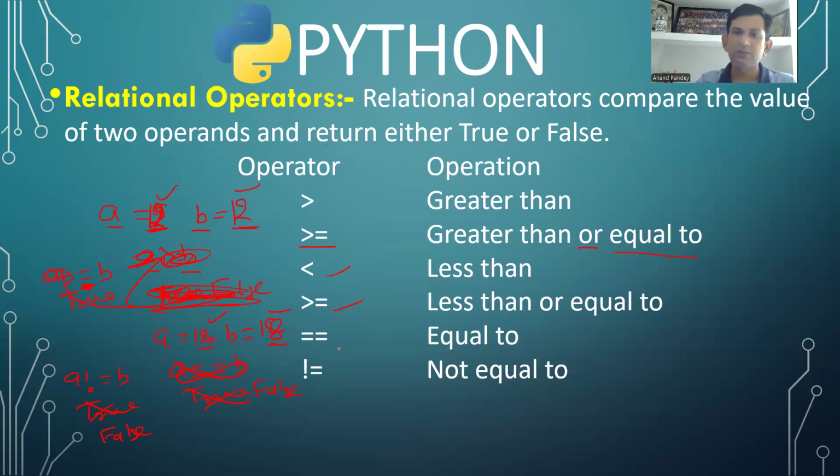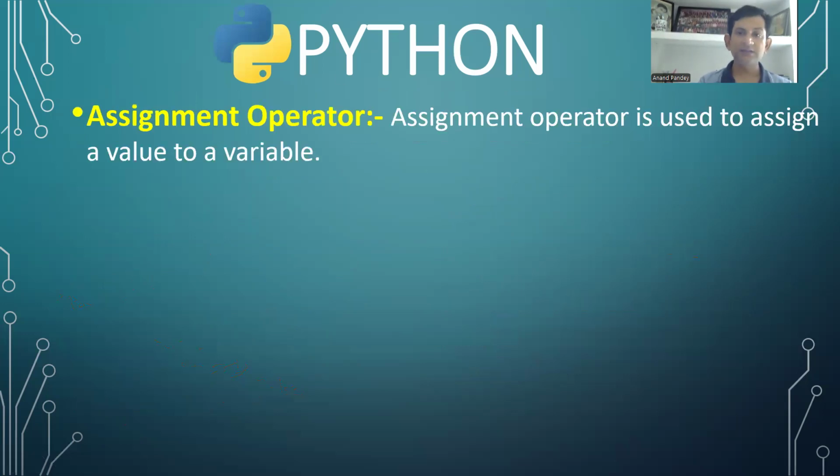So these are the relational operators which compare the value of two operands and return either true or false. Okay, now the next operator is the assignment operator. The assignment operator is used to assign a value to a variable. For example, a equal to 2, b equal to a into 2. This symbol is called the assignment operator. It is used to store a value in a variable. Okay, I think it's clear.